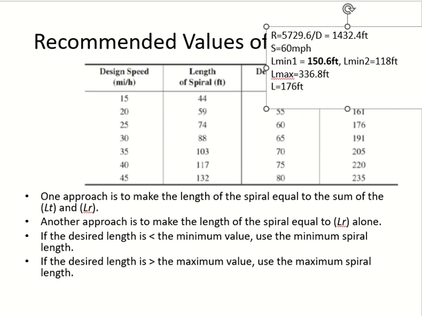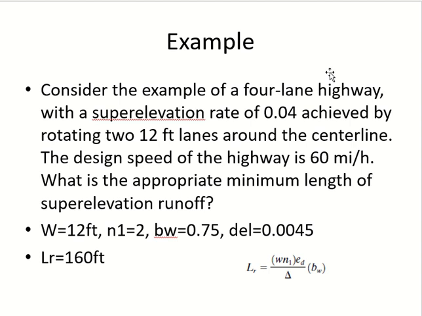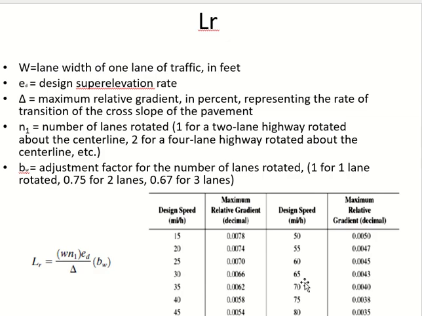For LR and LT we have equations, right? Whatever you need, you have to calculate LR first. So LR needs the lane width, which is 12 feet. It needs N1, which is the number of lanes you have. We have 2 lanes, so N1 will be how much? 1. And we need what? Design super elevation.